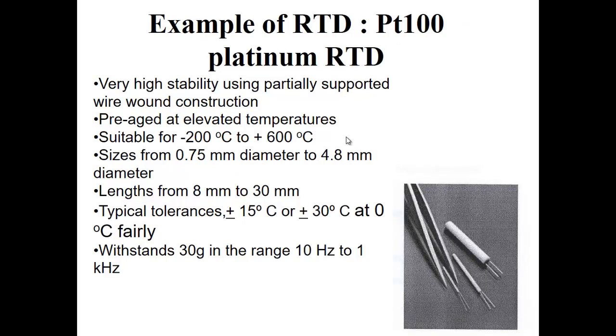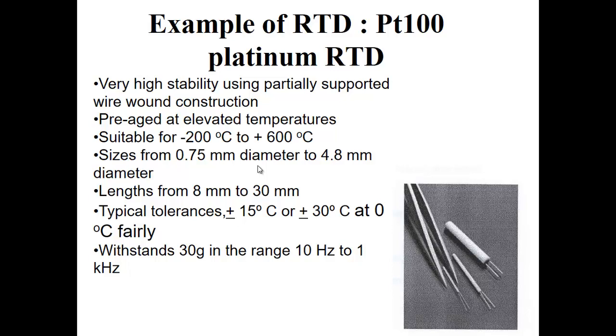Okay, this is an example available in the industrial market, an example of RTD using platinum. What's the advantage of this type of RTD? It has very high stability using a partially supported wire wound construction. The pre-aging at elevated temperature is good, and it is suitable for negative 200 to positive 600 degrees Celsius. It's a very good range. Size is from 0.75 millimeter to 4.8 millimeter diameter, depending on your application. Length is from 8 mm to 30 mm, and the typical tolerance is plus minus 15 degrees or plus minus 30 degrees at 0 degrees, and it withstands 300 g in the range of 10 Hz to 1 kHz.